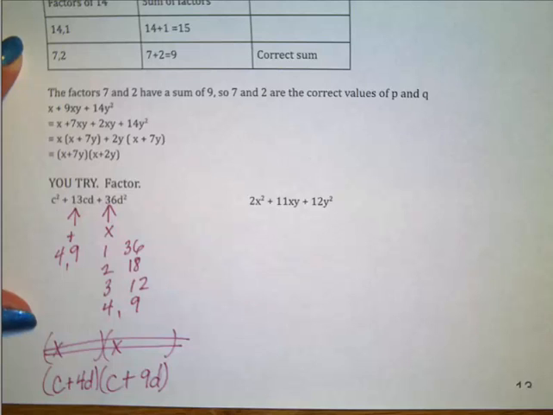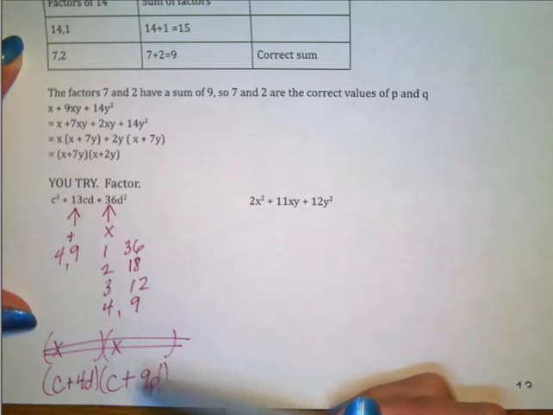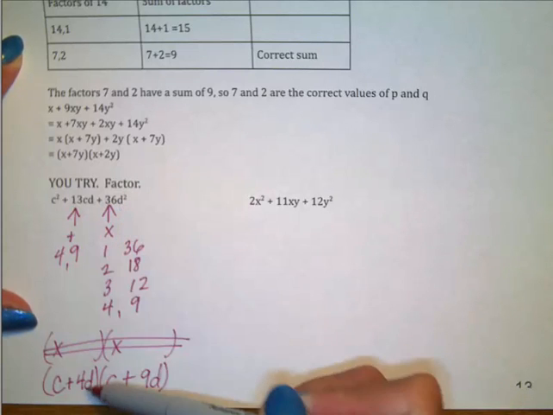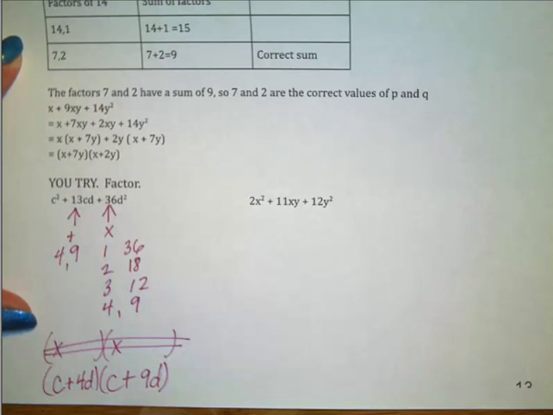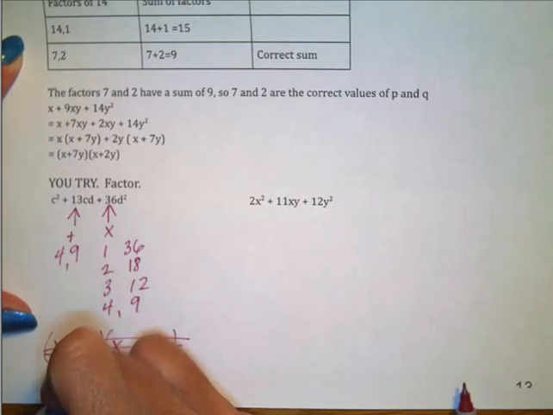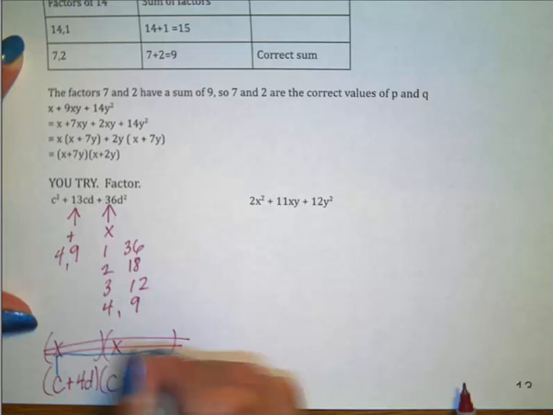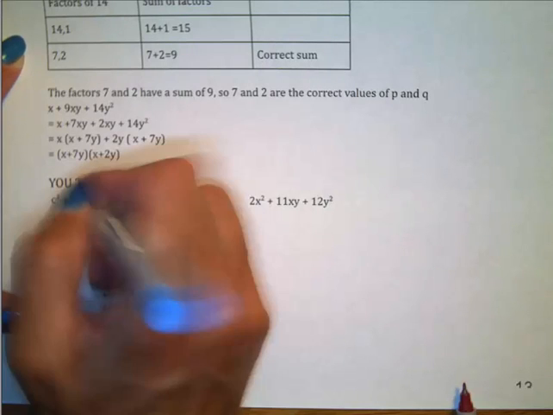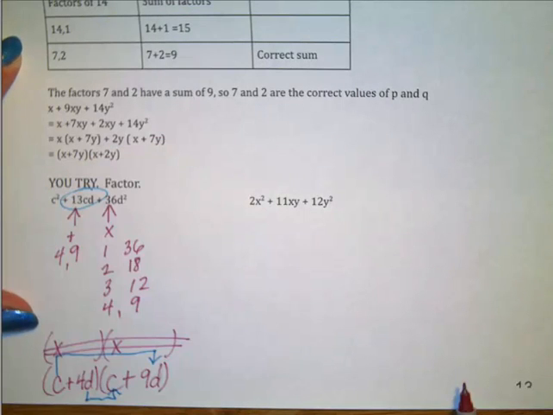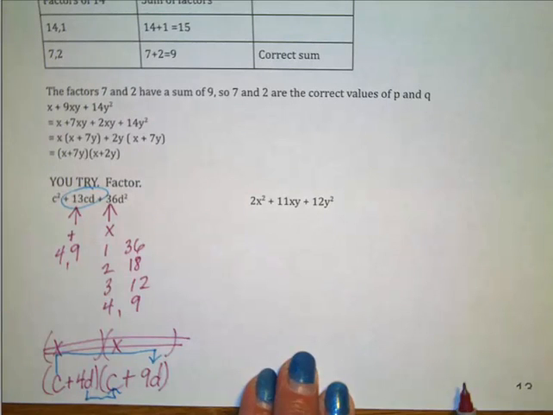And it's the same idea. What multiplies to 36d squared, 4d and 9d, adds to 13cd. The c and the d occurs when you're doing your double distribute or your box, the c times the 9d and the 4d times the c. That's how that middle occurs. Okay? So if you're good at your other kinds of factoring, this shouldn't be a problem.